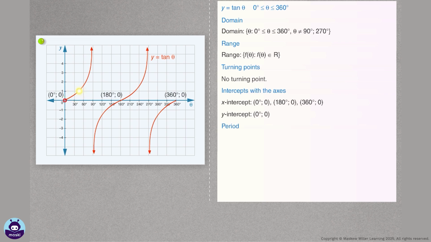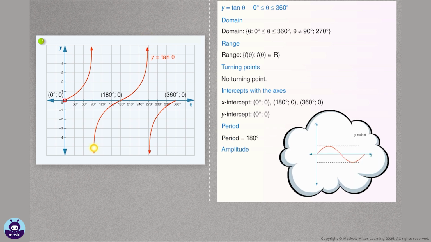Period. Recall the shape of the tangent function. The wave takes 180 degrees to complete one cycle, that is, from the y value of negative infinity to 0 to positive infinity. This is called the period of the tangent function, which is 180 degrees.